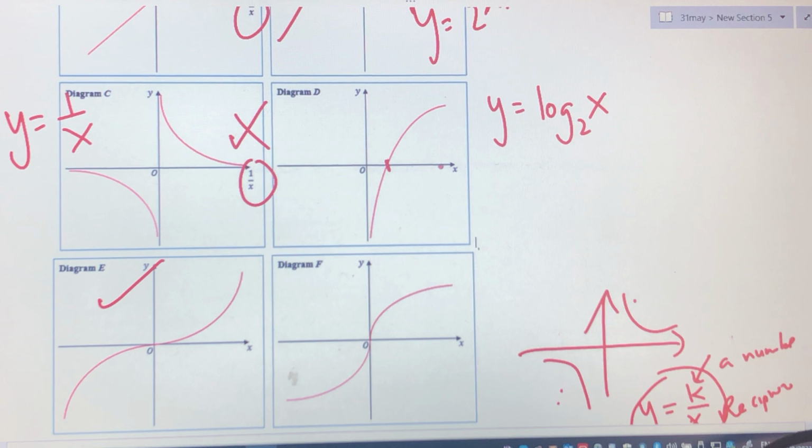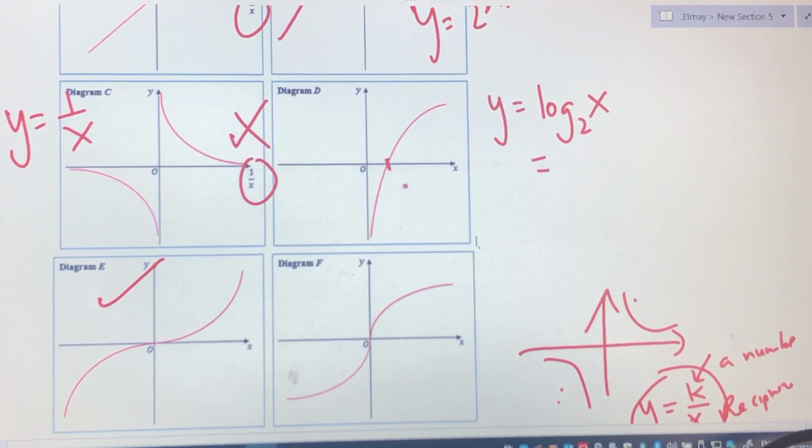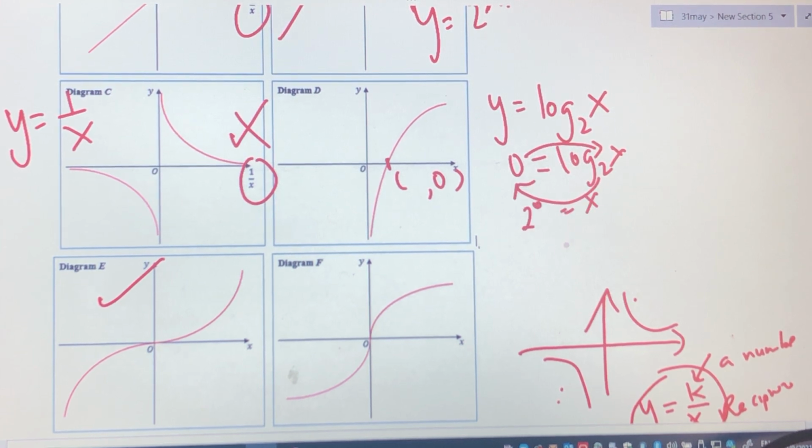You need to understand that at this point there is an x value, but the y value is 0. So 2 to the power of 0 is x. So x equals 1, okay? So this is 1.